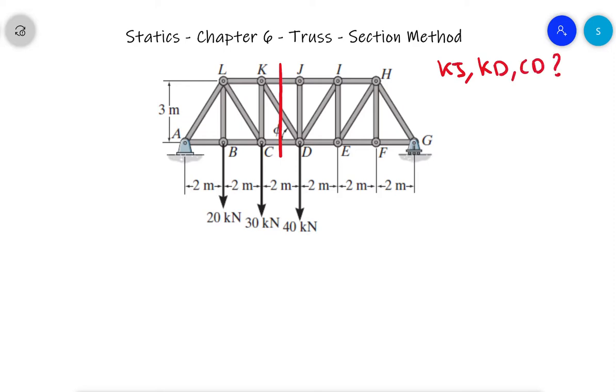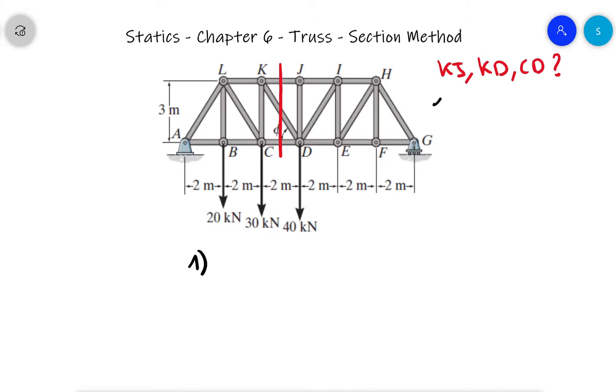If we want to use the joint method, we need to go joint by joint, and that's a bit longer. There is something that we need to do first, because when we cut there, we will keep either the right or the left side of the truss, but we don't have the reaction forces. So I will probably keep the right side, because I will just have one vertical unknown, or I can keep the left side.